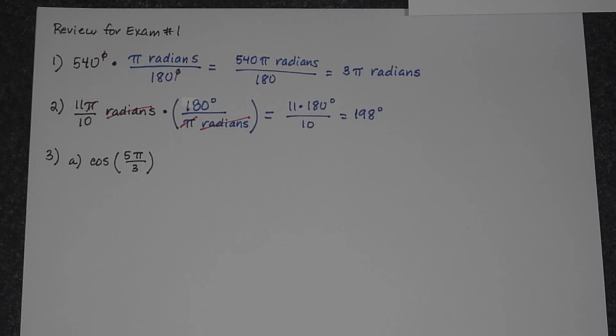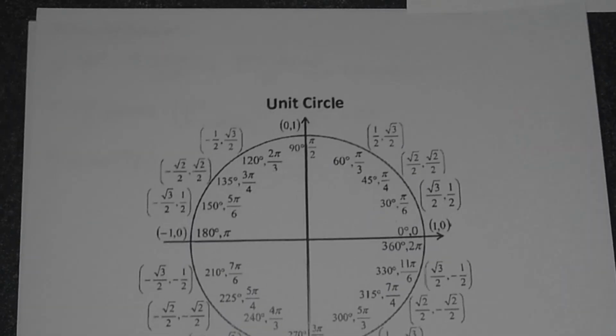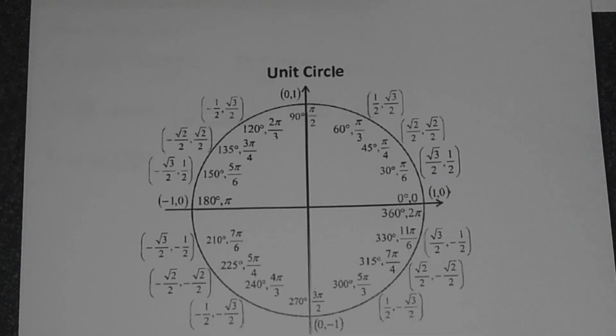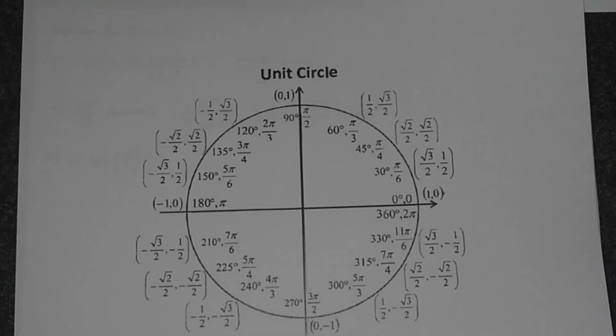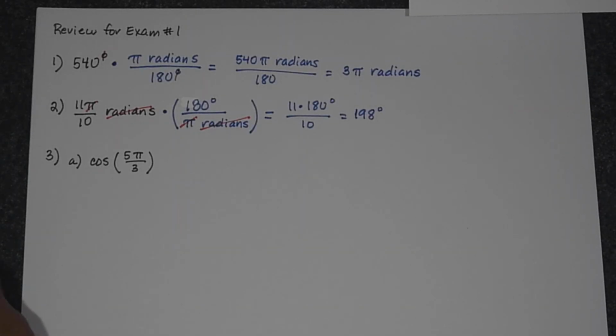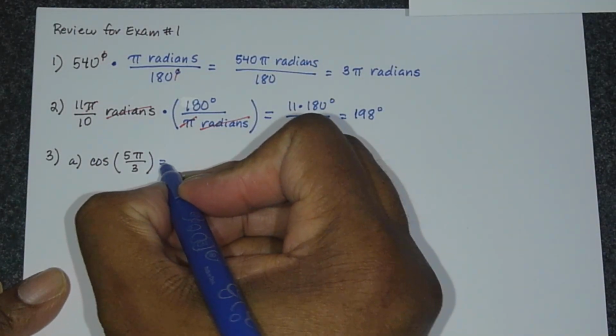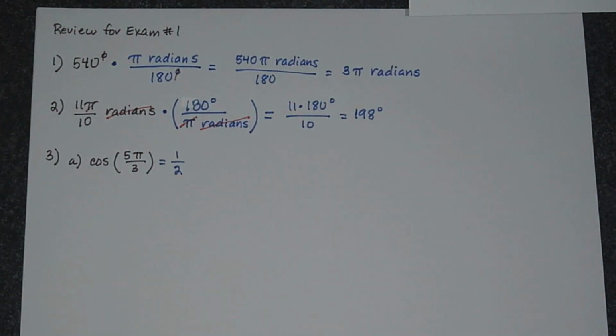So here we can use that regular unit circle with all the degrees on it and find 5 pi over 3. It'd be 1/2 because the x-coordinate, keep in mind, is always going to be the cosine. The y-coordinate would be the sine. So the cosine of 5 pi over 3 is 1/2. Any questions about part A?